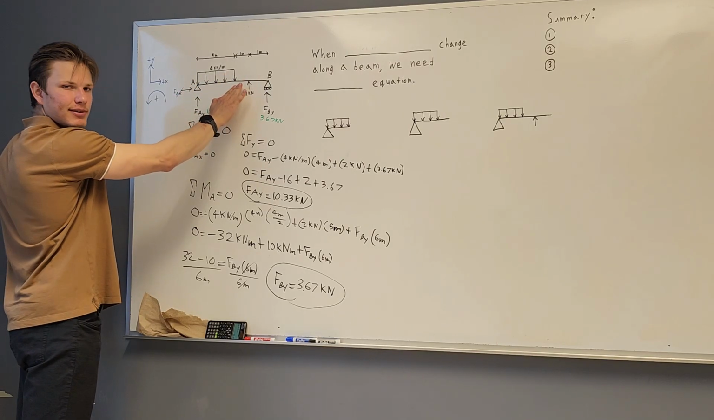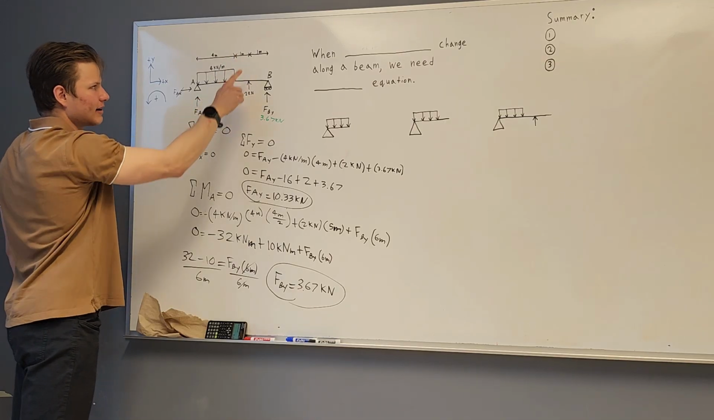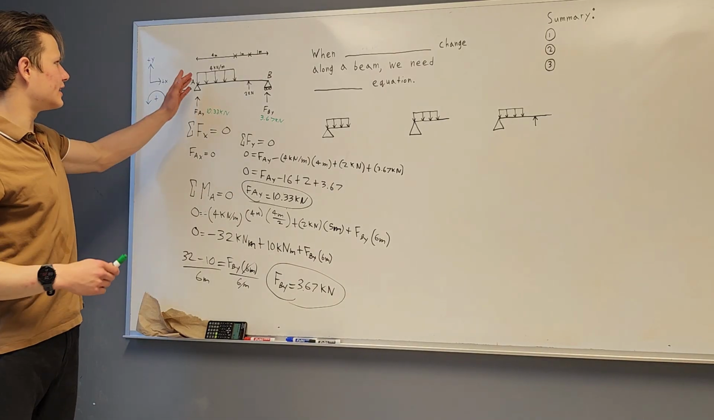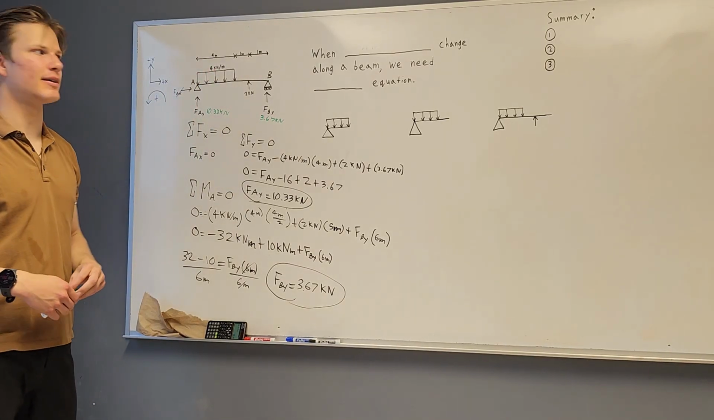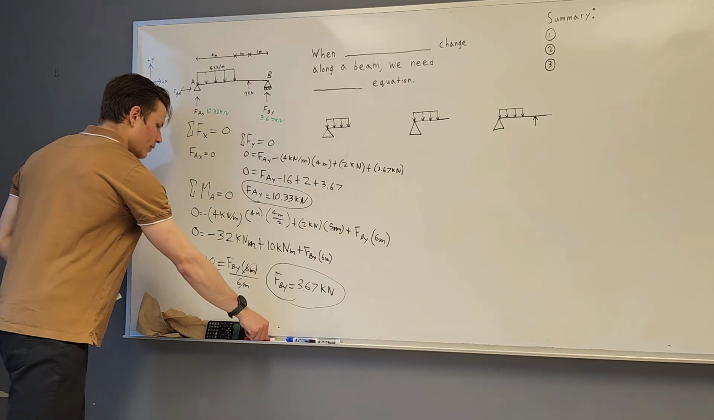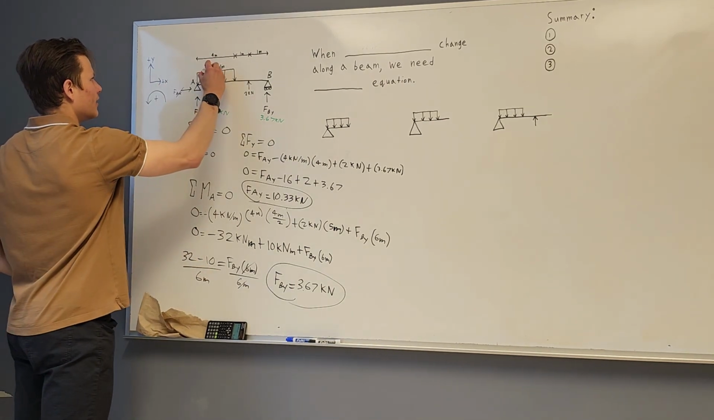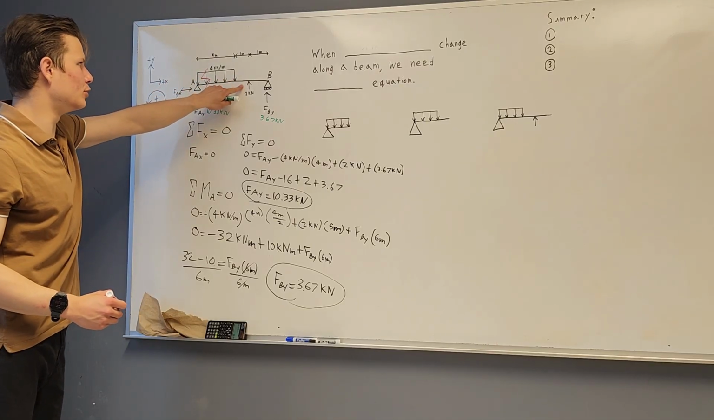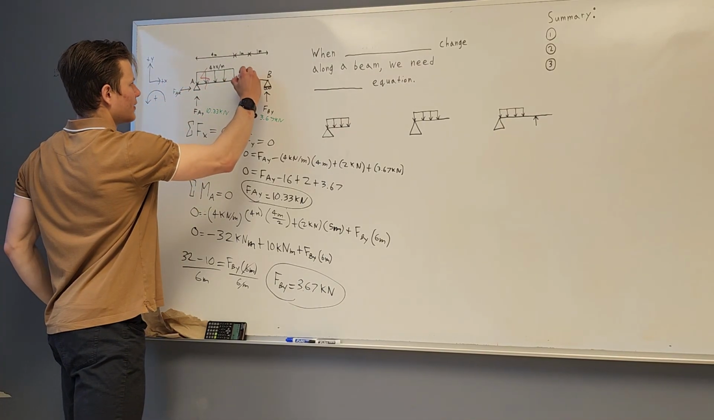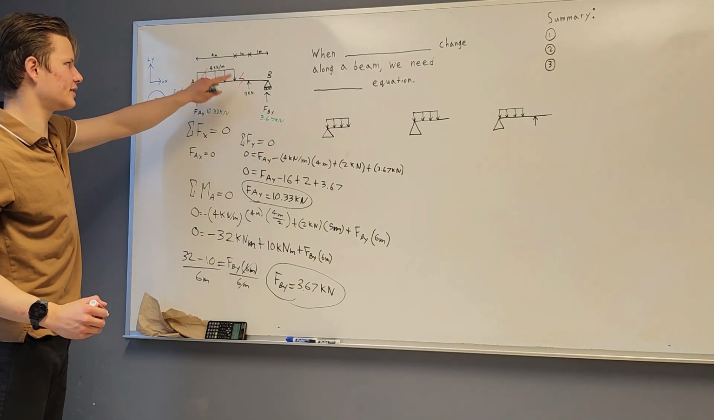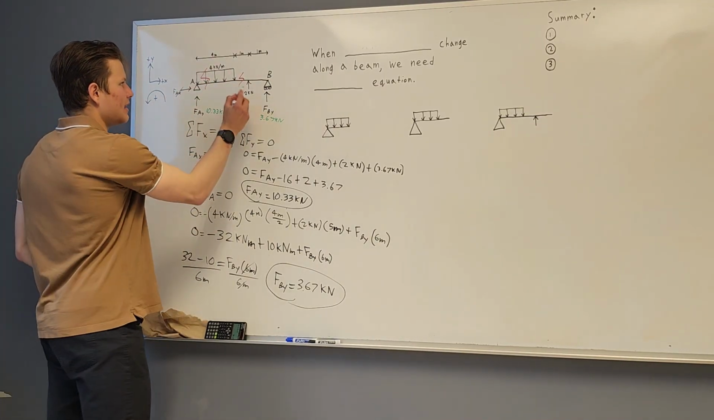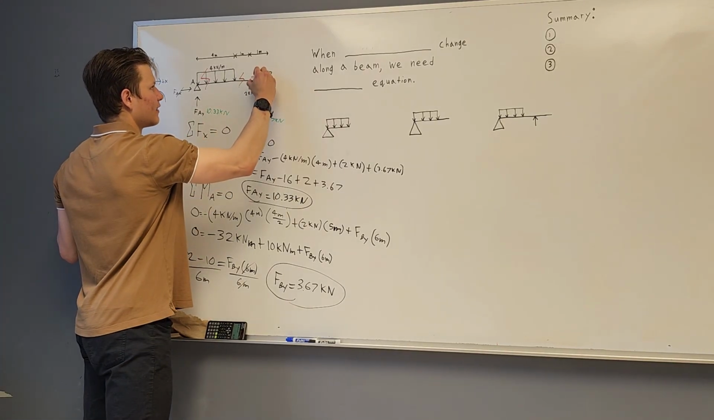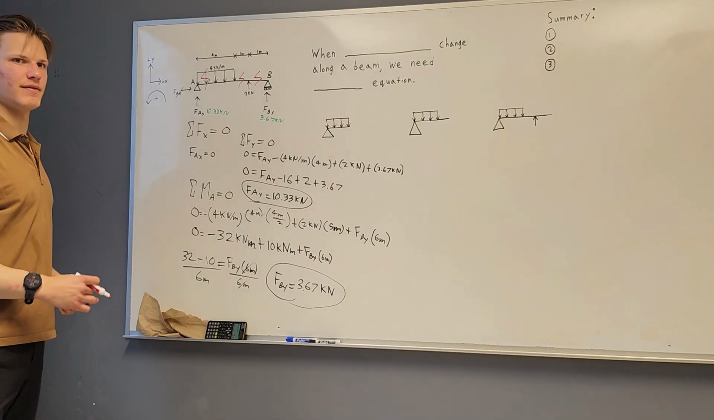and then all of a sudden the UDL stops. It goes away in this meter right here, and then we have 2 kilonewtons here, and then another meter. We can see that the loading conditions are changing throughout the beam. So in this section here, we have a UDL, and then boom, loading condition changes. This is a different loading condition because the UDL goes away. And then the point load changes the loading conditions again.